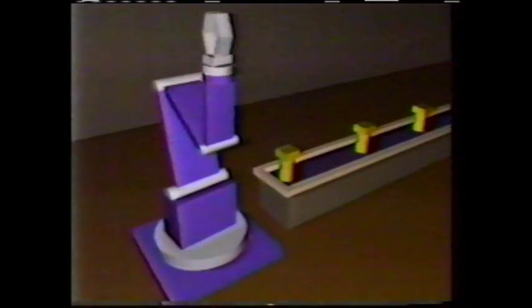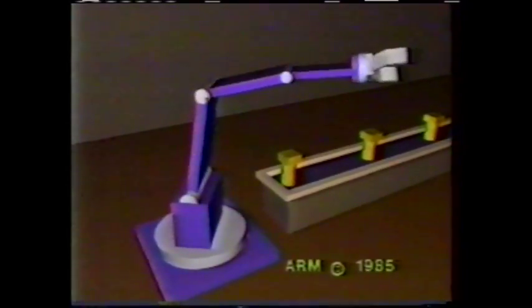This is ARM, another robot movie, done in 1985. This animation simulates an idealized robot arm shown picking up a bolt from a conveyor belt and placing it into an assembly block.